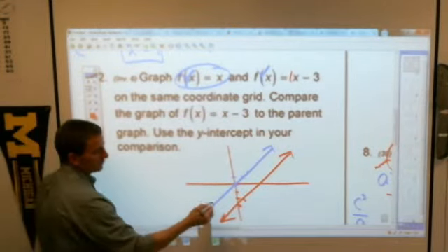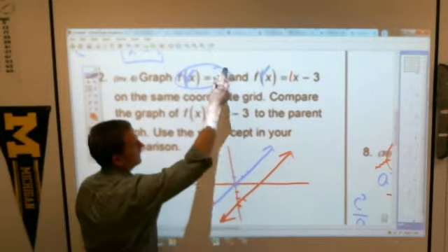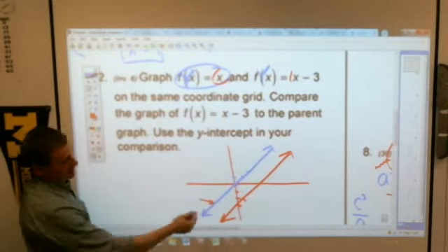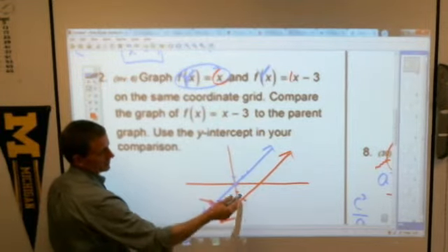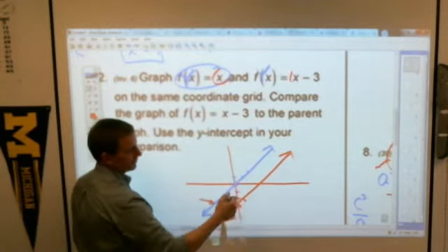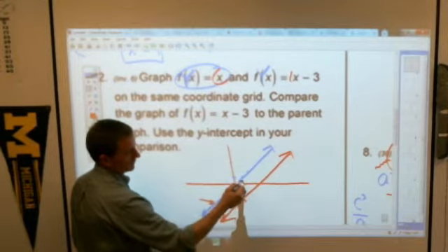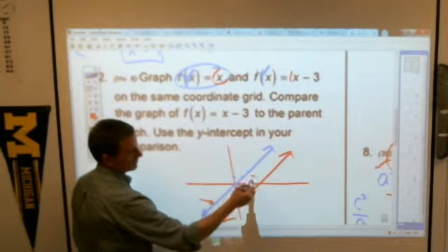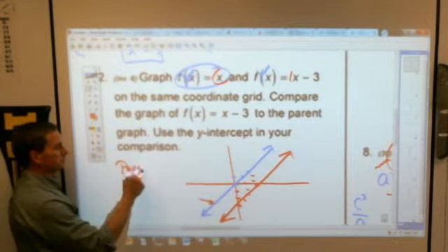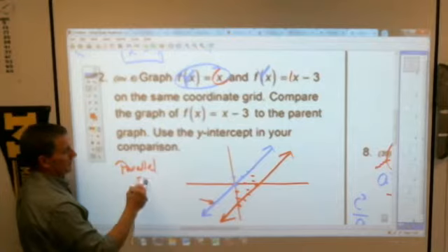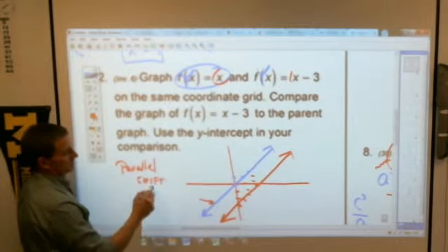And this one was the parent one because it just was all by itself. How do they relate? They're parallel. And the book also said that the second line was shifted down 3 units. If you look at every point, it's just 3 units down. So that's all you need to do to say it's parallel. If you said shifted down 3 units would be good.